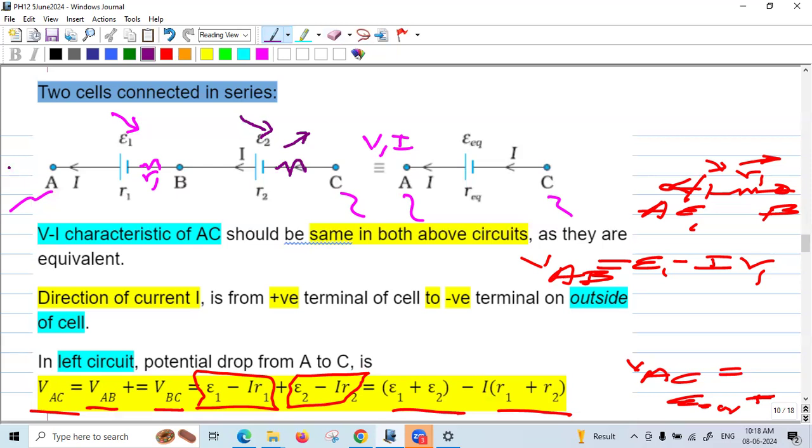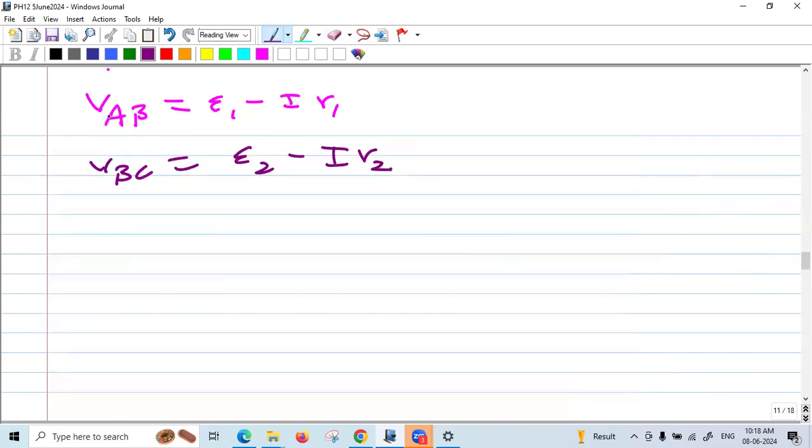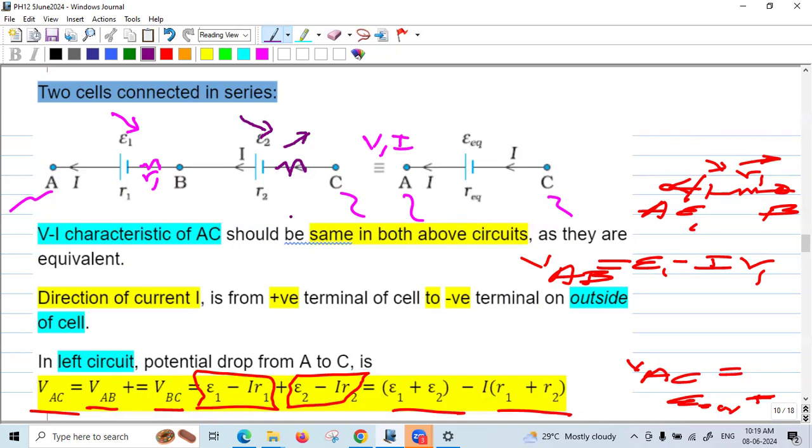The voltage drop from A to C is the voltage drop from A to B plus the voltage drop from B to C. This is common sense. The total drop from A to C I can take as the drop from A to B plus the drop from B to C. That will be the total drop, right?